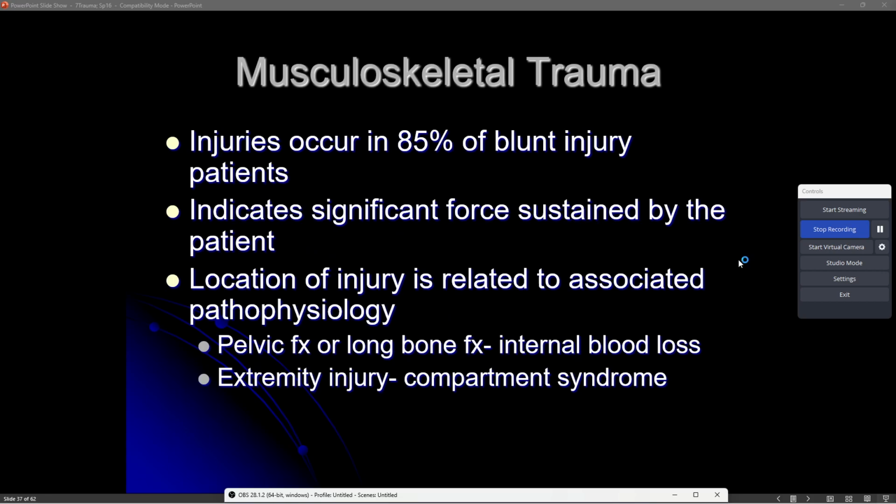Musculoskeletal trauma is a very big one. Injuries occur in 85% of blunt injury patients, and that's absolutely the truth. Typically, what this means is, yeah, you got hurt by something blunt, but it results in injury underneath the surface of the skin, epidermis, dermis, subcutaneous tissues, and it could be hemorrhaging, tearing, swelling, hyperextension, fracture, break, etc.